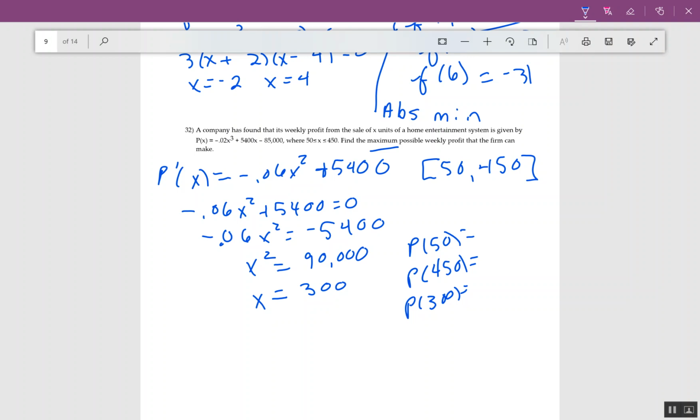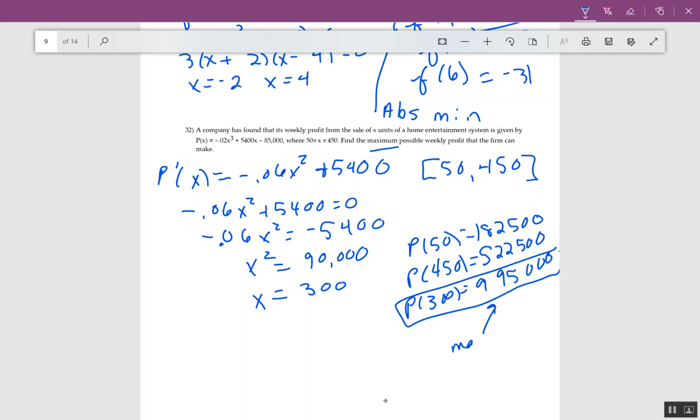Right, so the first number I have is 50, which says 182,500. And then I had 450, which said 522,500. And then the last one was 300, which says 995,000. Okay, definitely that's the biggest one. The question was find the maximum possible weekly profit. This is the maximum weekly profit.